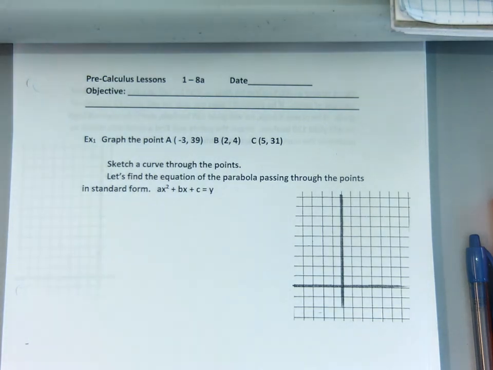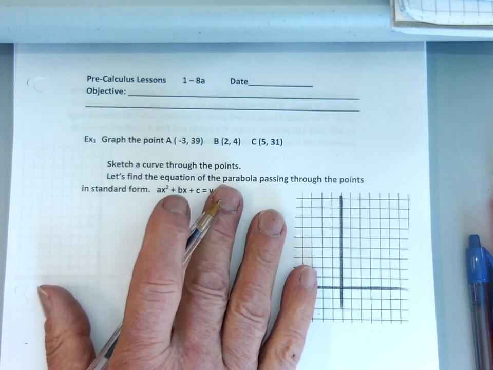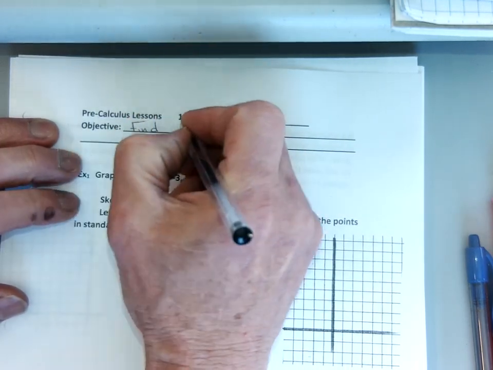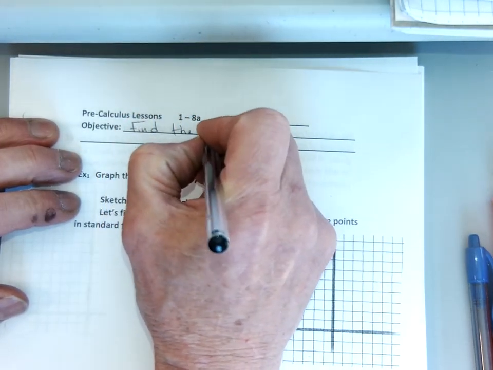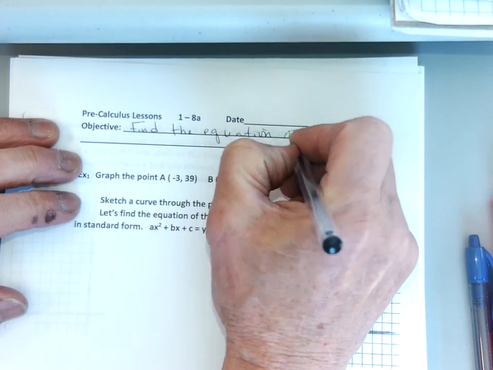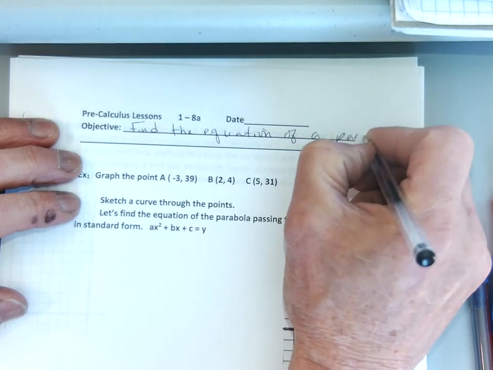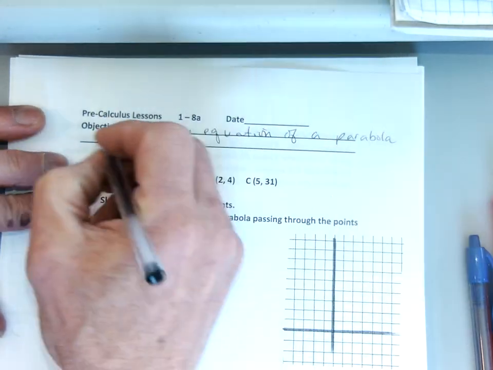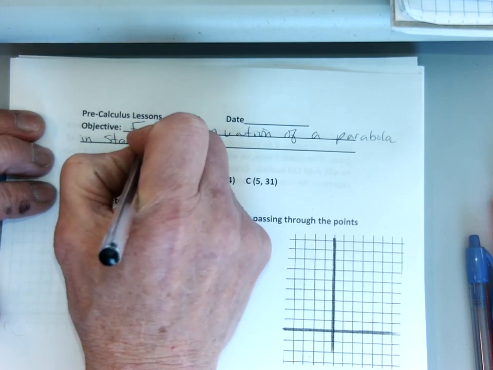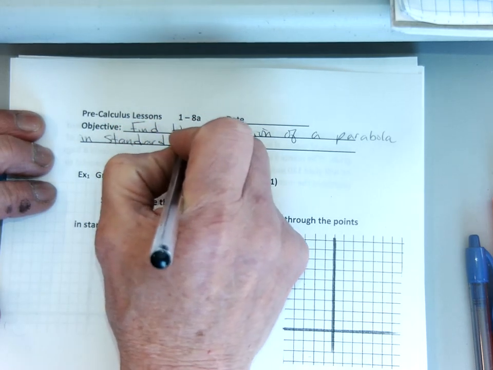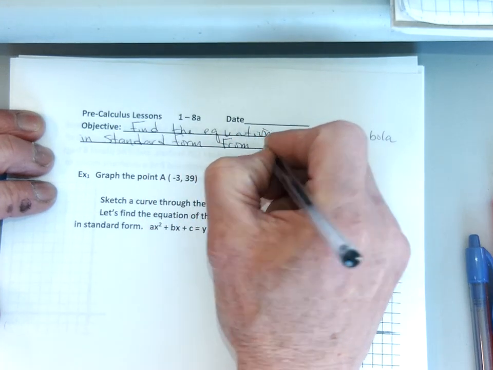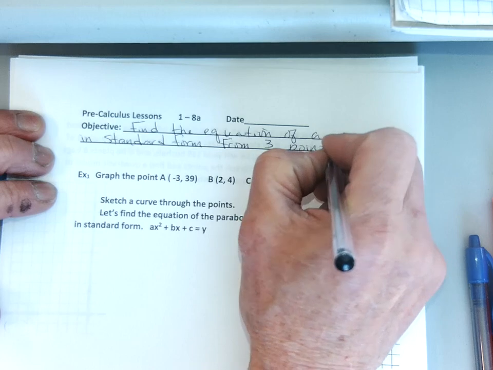So let's take a look at it. What we want to do today is find the equation of a parabola in standard form from 3 points. Okay, and I'll let you get caught up.